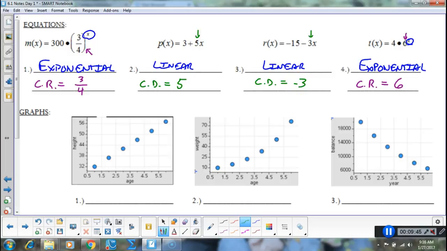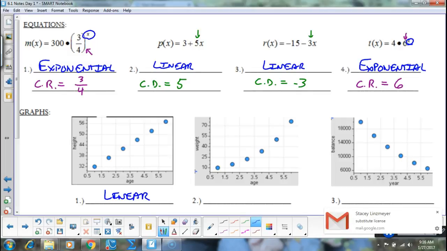Good job. Okay? Out of a graph, how can I tell if it's linear or if it's exponential? Linear is a straight line. Exponential is a curve. Okay? It's either going to curve up or it's going to decrease in. So, first one, what are we thinking? Linear. Okay. Second one, what are we thinking?